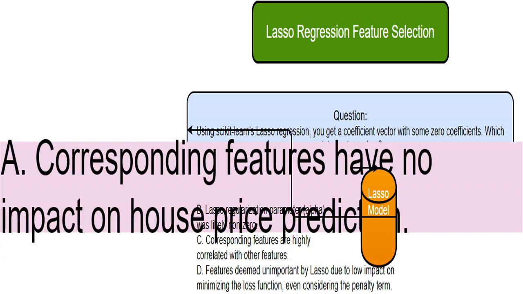I would say this statement isn't necessarily true. While highly correlated features can influence the selection, Lasso doesn't directly deal with correlation. Instead, it focuses on minimizing the loss function, including the penalty term, alpha.